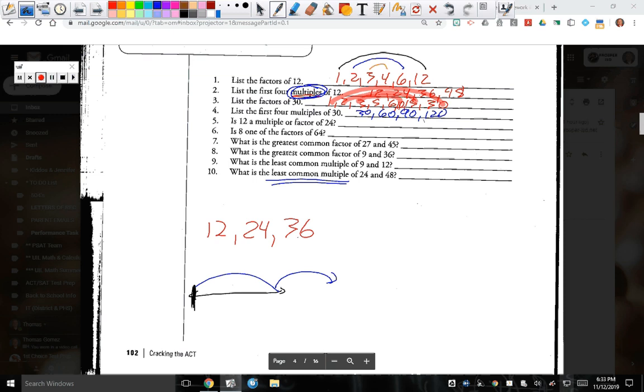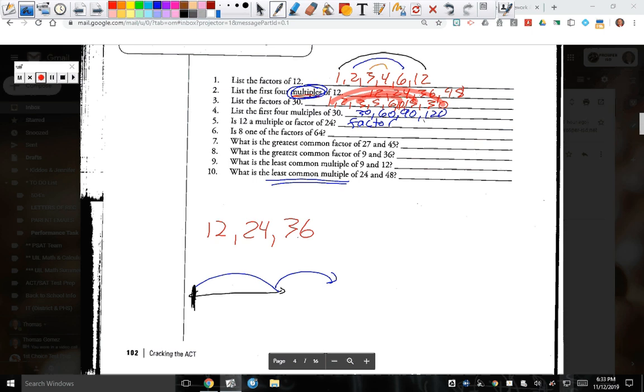Okay? So is 12 a multiple or a factor of 24? Which one? Is it a factor or a multiple? You gotta know the difference. It's a factor, yeah. Because 24's multiples are 24, 48, 72, so on and so forth.